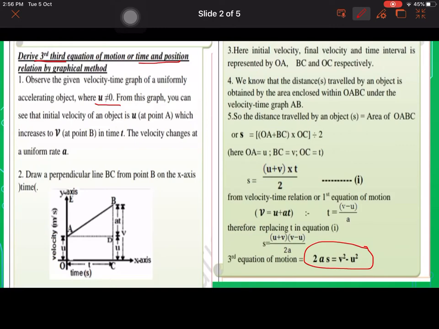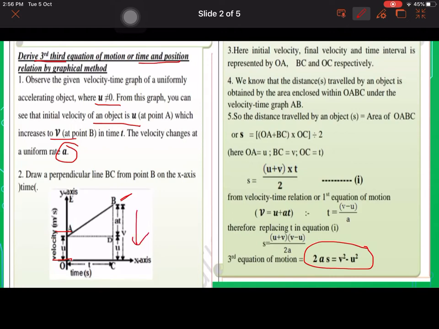You can see the initial velocity of an object is at point A, because this is the initial velocity, and it increases to v. This is the increase. So the velocity changes at a uniform rate a. So what we have to do is draw a perpendicular line BC from point B. This we are going to draw downwards on the x-axis.